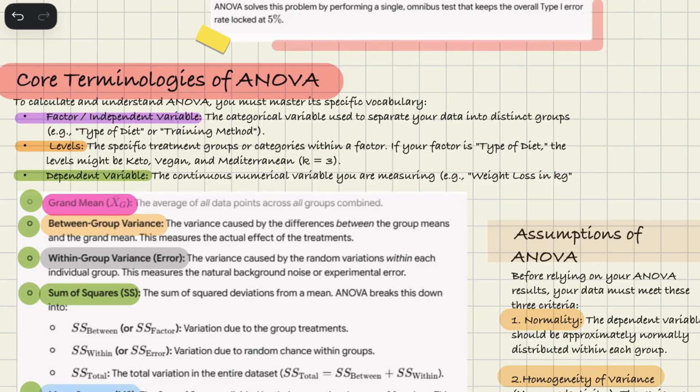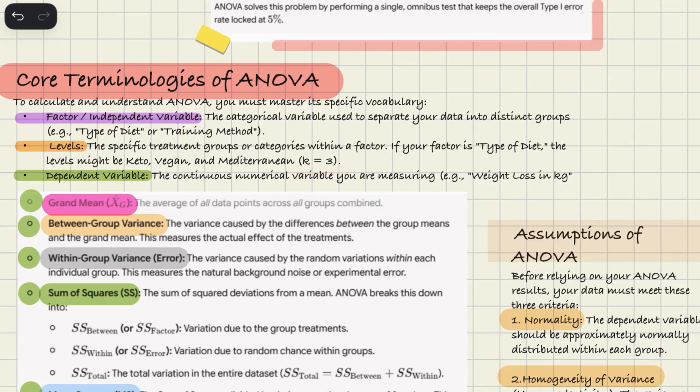Examples include type of medication, training method, website layout design. This is the particular factor which is dividing the data into groups. We can also call it an independent variable, which is not dependent on anything. Other variables are dependent on this factor. Then come the levels. Levels are the specific individual treatment groups or categories contained within your factor. So the factor contains levels. In our notation we represent the number of levels with the letter K.